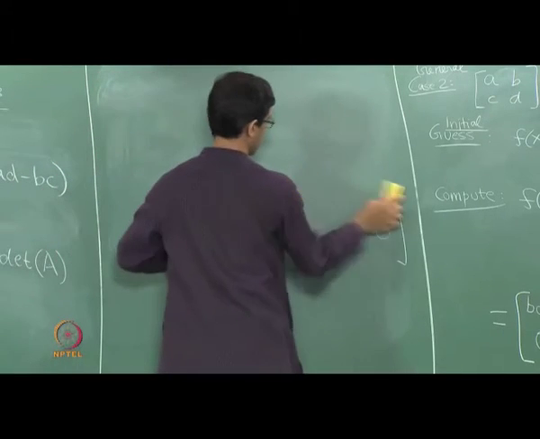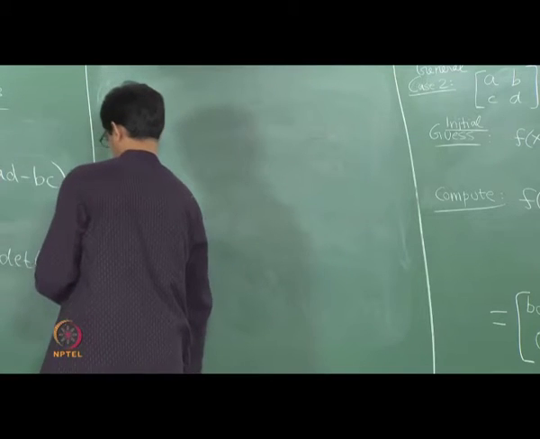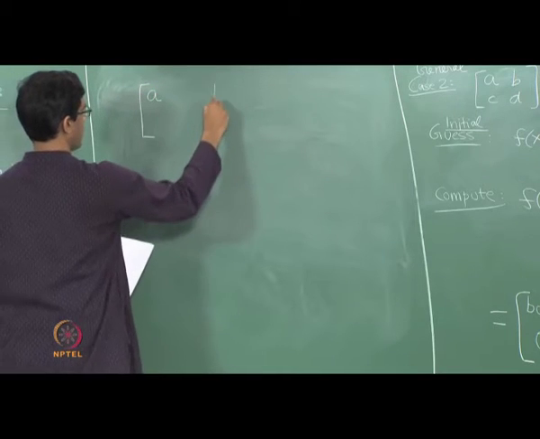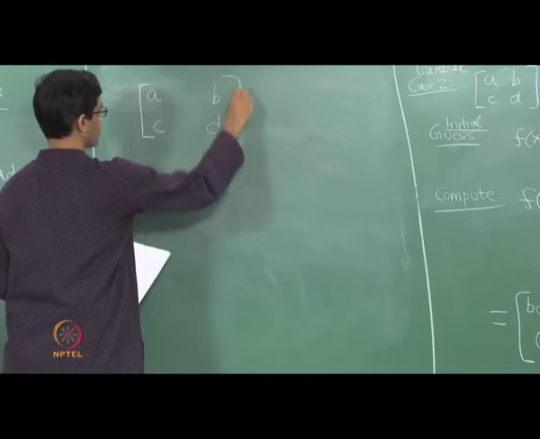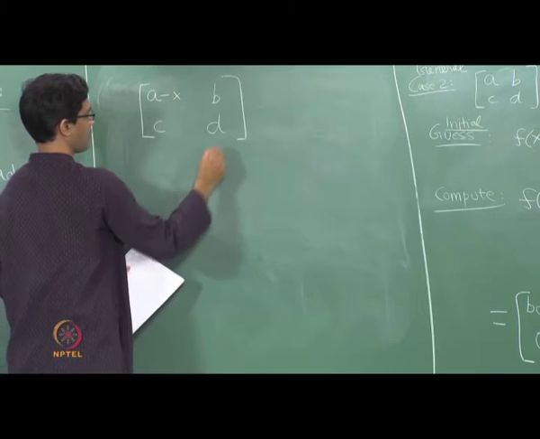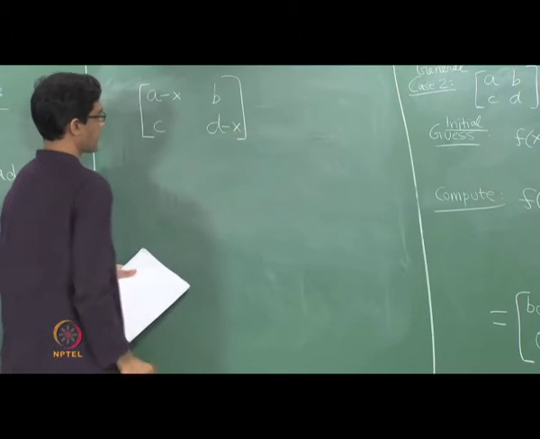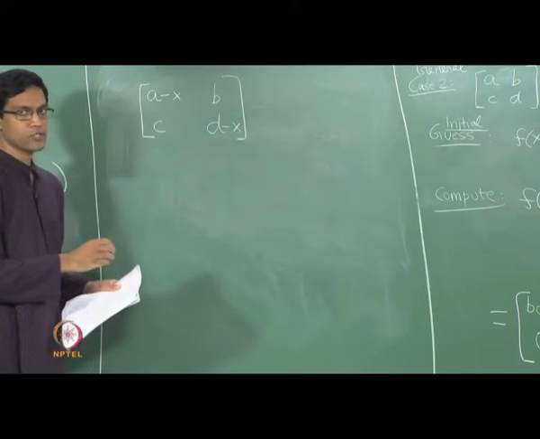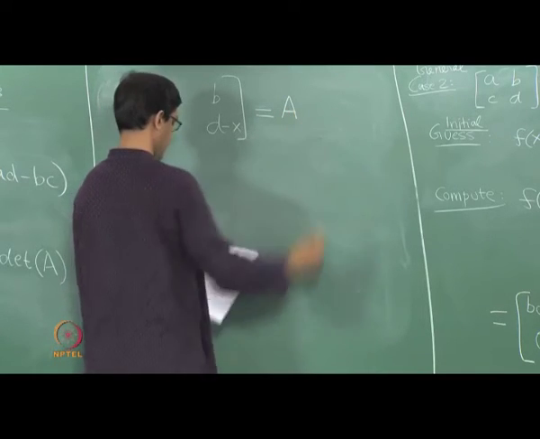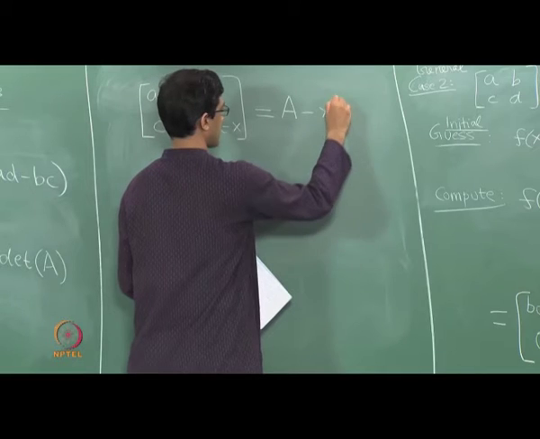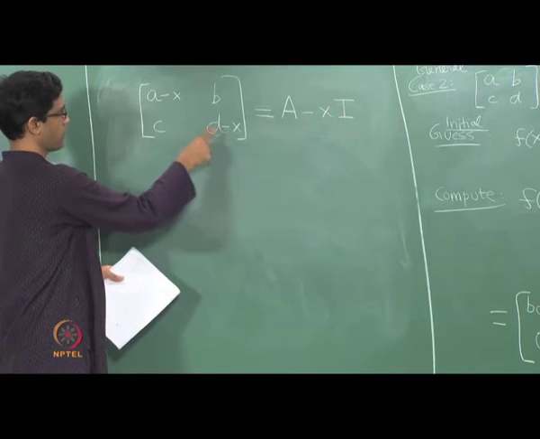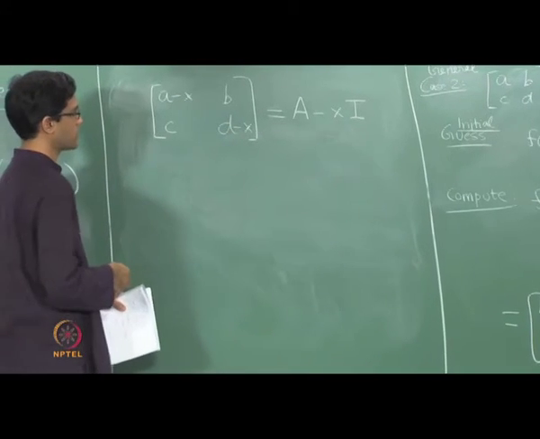can be obtained in the following fashion. So remember, here's A, B, C, D, that was the 2 cross 2 matrix A. Now here's a procedure which will allow us to get the entire polynomial g of x. You subtract x from both diagonal entries. So I have taken the matrix A and done something to it. I have subtracted x times the identity matrix. The effect it has is of making both diagonal entries A minus x and D minus x.